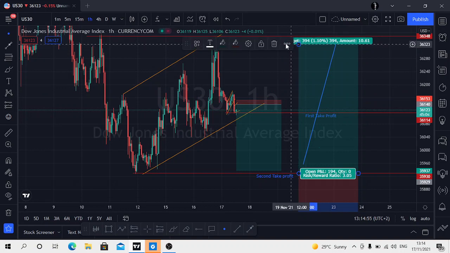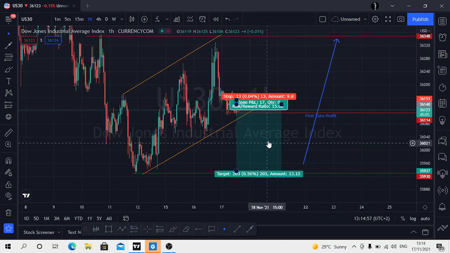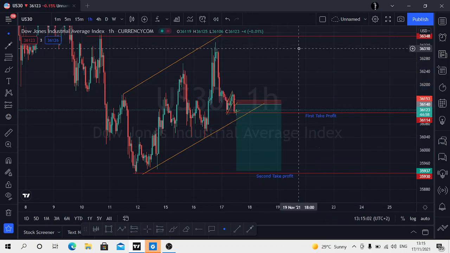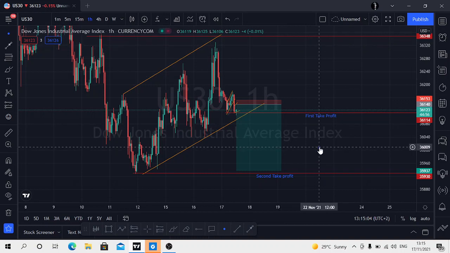1.10% is very beautiful in the market. That's a lot of money, guys. That's why we say that the market is out here to give money. This is free money, guys. The market is here to give you money.